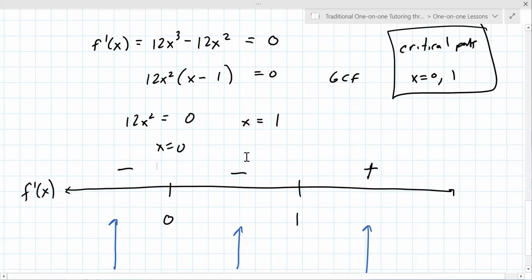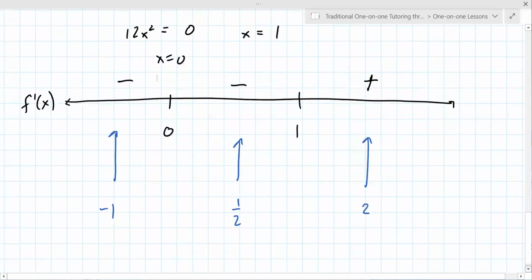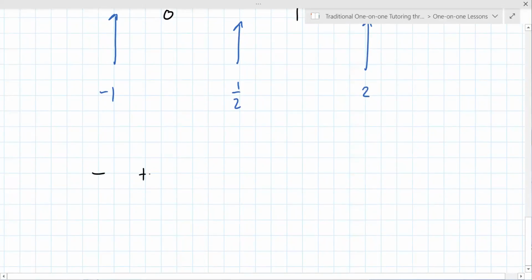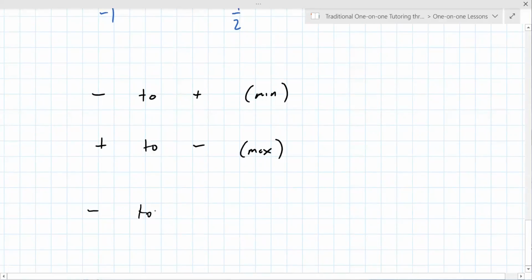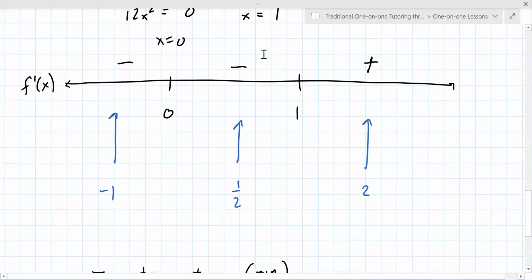Okay, so now how do we figure this out? If it's going from negative to positive, that's a min. If it's going from plus to minus, that's a max. And then the other possibility is minus to minus or plus to plus, and these are both nothing. So what you have up here is a min. This is a min at x equals 1 because it's going down and then up. And the negative is nothing.